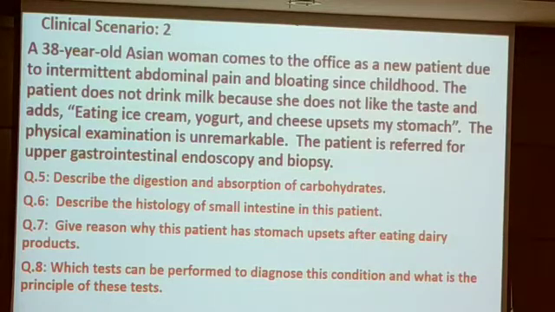Any terms which you don't understand? Anything which you don't? Yes. Intermittent, on and off. Okay. Intermittent, it's on and off. Okay. Anything else? Okay. So, first question, describe the digestion and absorption of carbohydrates.